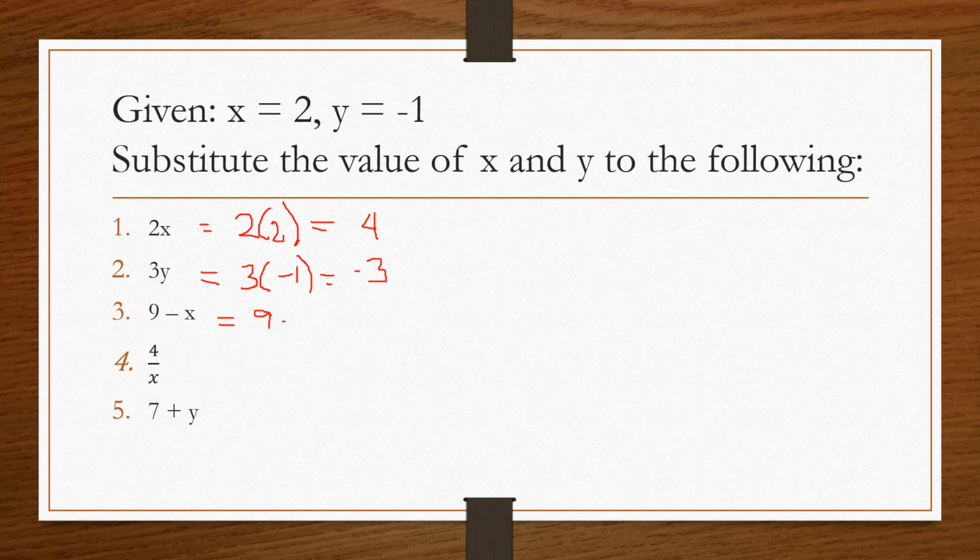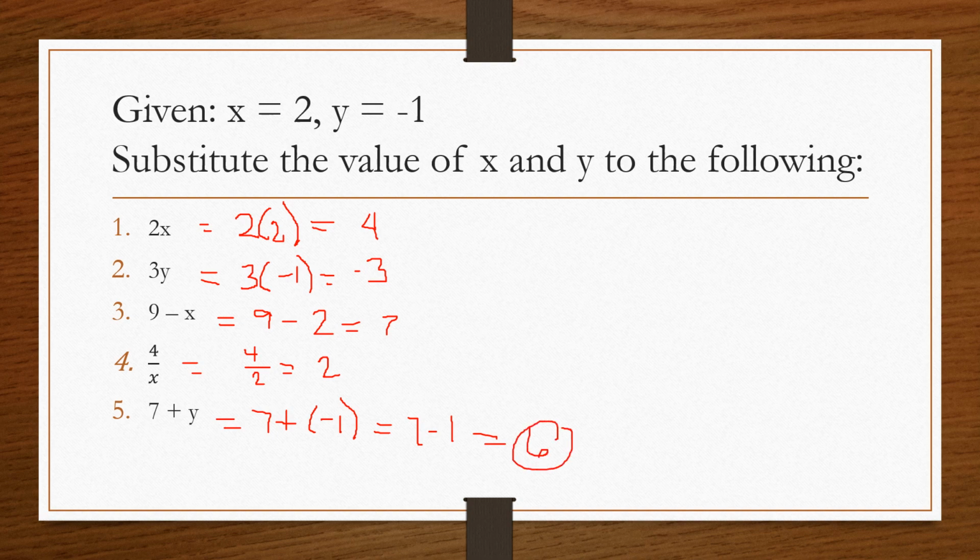9 minus 2, so that is 7. And then we have 4 over 2. 4 divided by 2 is 2. Then, 7 plus y. So, 7 plus, the value of y is negative 1. So, magiging 7, because negative times positive is negative. So, minus 1. The answer is 6. Alright?